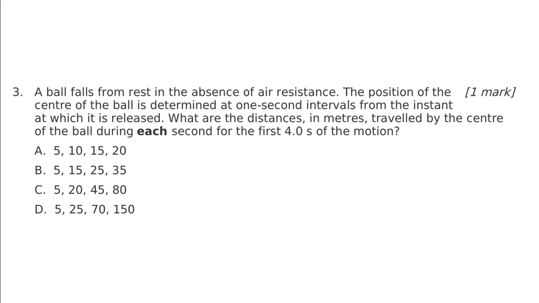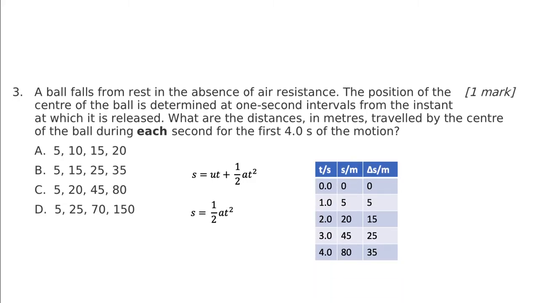This is a really nice question, and it's one which requires you to read it carefully and think about your answer. We've got a ball falling from rest, and the position of the center of the ball is determined at 1 second intervals. We want to know the distances traveled by the center during each second for the first 4 seconds. To do this, we need to use our equation, s equals ut plus half at squared. And remember the fact that u is 0, and so therefore we're left with half at squared.